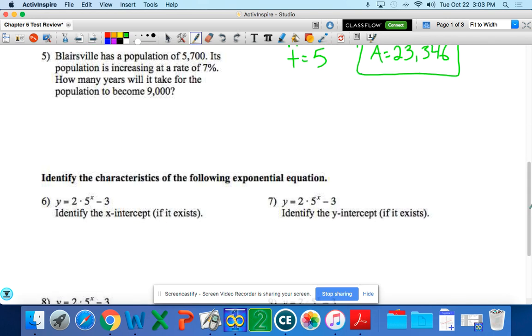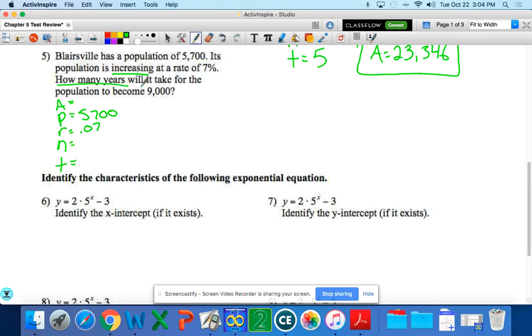Number 5, Blairsville has a population of 5,000. Sounds like a starting amount to me. Got 5,700 people. Population is increasing at a rate of 7%. That's 0.07, kind of like our taxes. Okay? Not the increasing part, the fact that it's a rate of 7% for anyone that doesn't know. Sales tax. How many years will it take for the population to be 9,000?